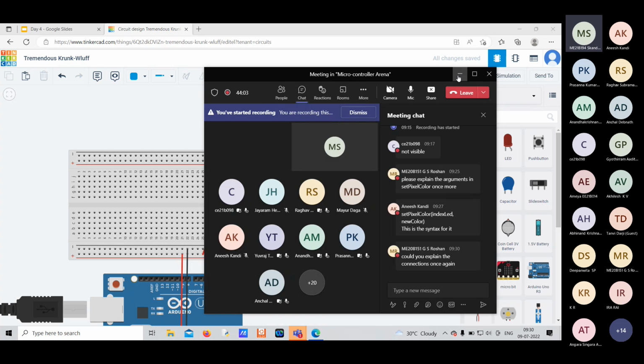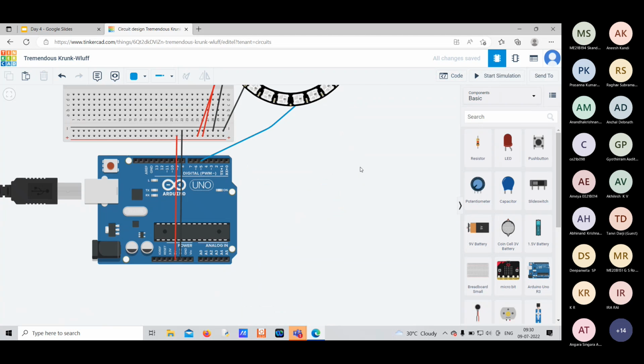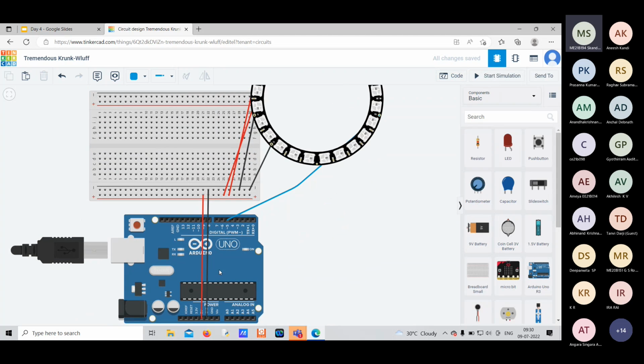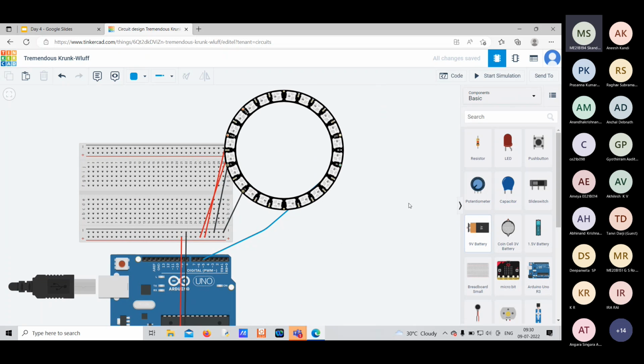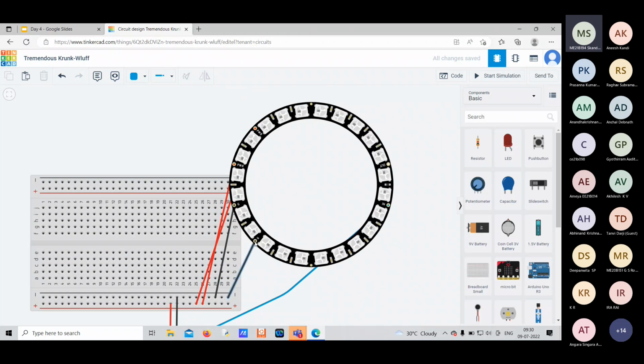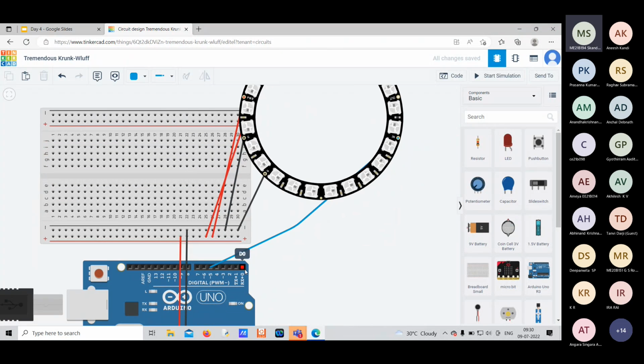Connections once again. Sure. So we began by taking the Arduino board. Then we took the Neopixel of 24 LED pixels, which is the largest one among them. Then we saw that in the Neopixel we had two ground pins and two power pins. We'd be giving input to the LED. So we chose to connect the input to the digital pins on the board, which are 2 to 13. So you can connect it to any of the digital pins.